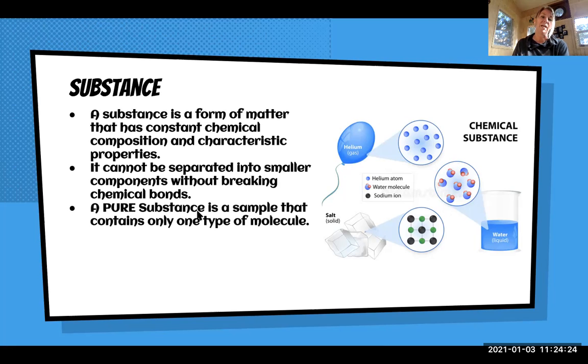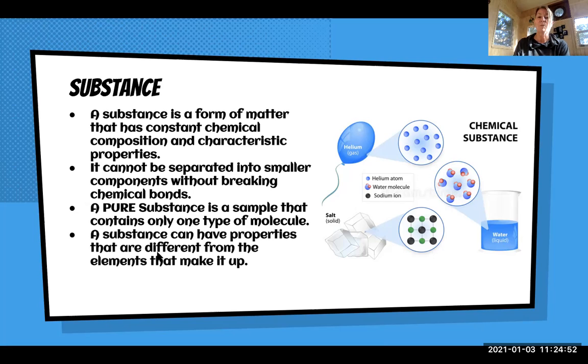And you may have seen the use of the word pure substance, which means that a sample would only contain one type of molecule. So this could be a pure substance, water, if it only contained just water molecules, which actually in the natural world is pretty rare. Usually there's some other dissolved stuff in our water, right? Like salt water, for example. But in this sample here, this is pure water, so it's a pure substance.